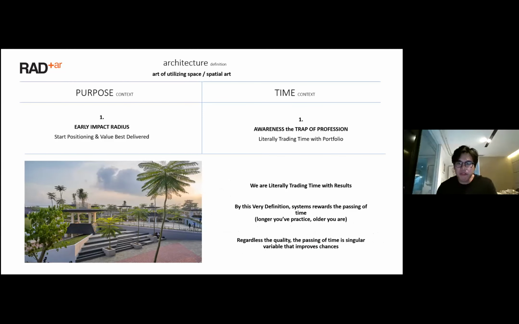And another point we have in time is the trade profession. We are literally trading time with results. By this definition, yeah, we are literally trading time with money. So like doctors, lawyers, to complete one thing or one project, it takes years. So you literally cannot see whether or not your theory is working until you completed the whole project, right? And then see whether or not the market can absorb your ideas.